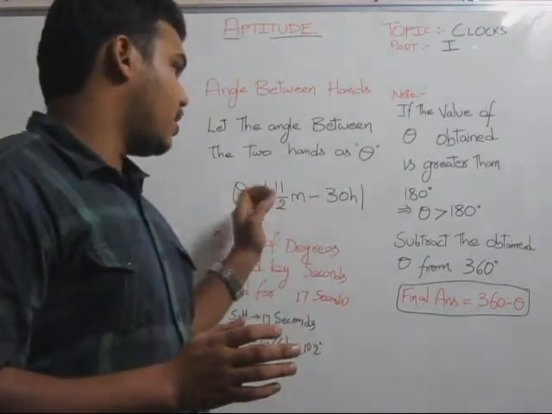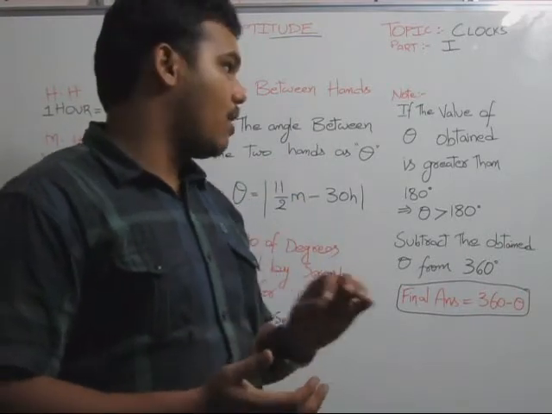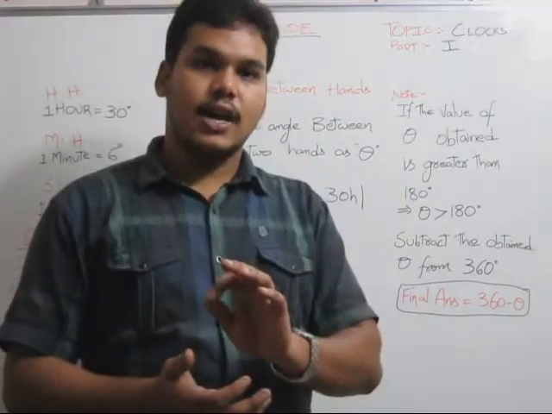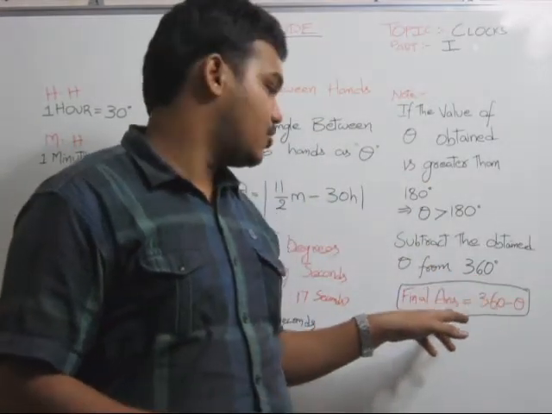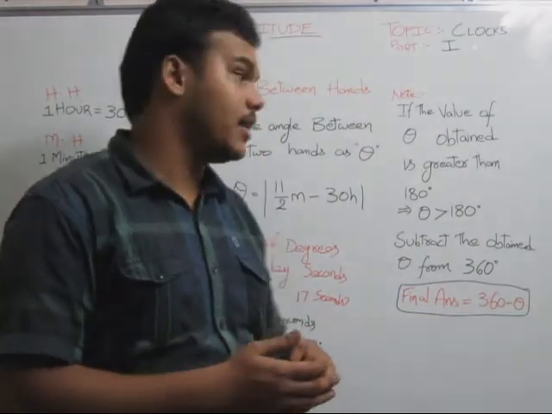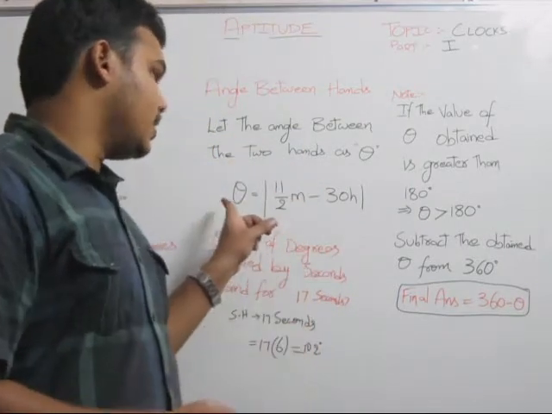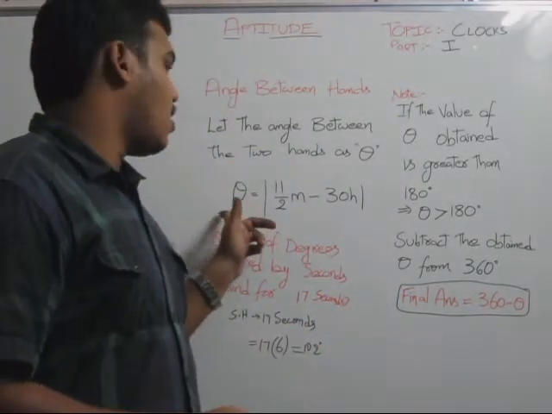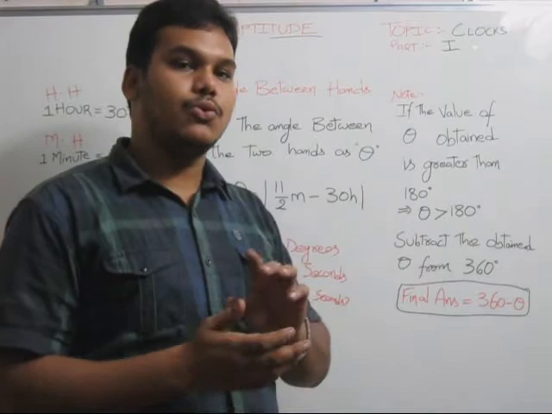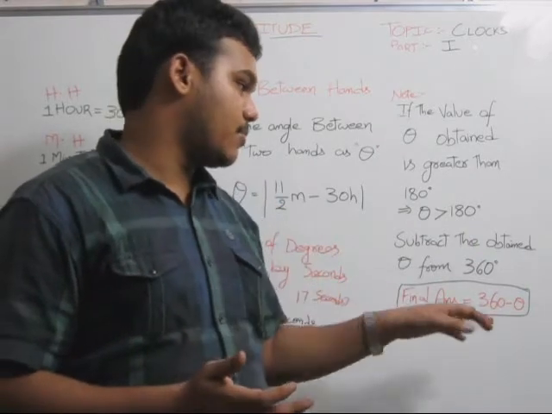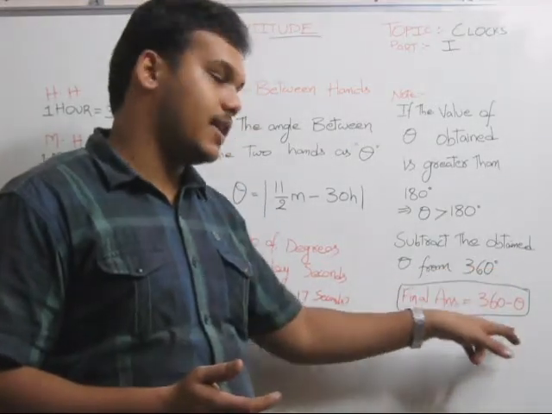By using this formula, if we get an answer greater than 180 degrees, you have to subtract the obtained answer from 360 degrees to get the final answer. I repeat once again, the angle between the two hands can be obtained by using this formula. If the answer obtained from this formula is greater than 180 degrees, the obtained answer should be subtracted from 360 degrees to obtain the final answer.